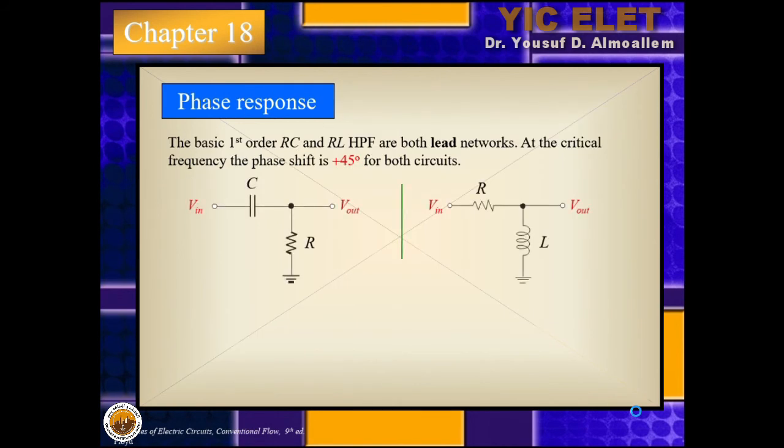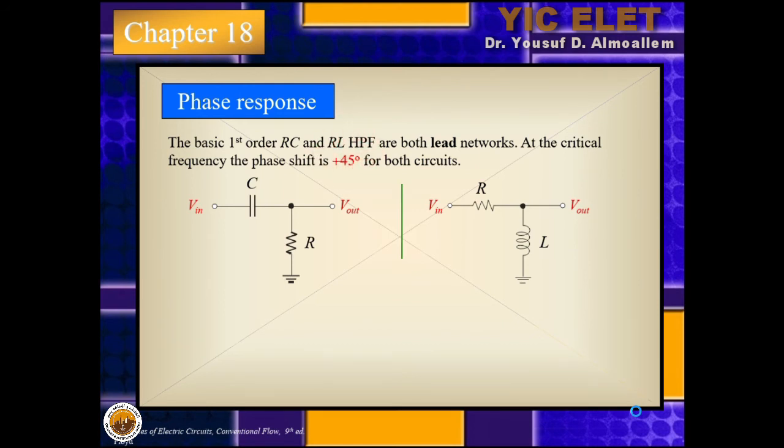Okay, now finally we reach the phase response. So again, we're talking about first order RC and RL high pass filters. And in this case, it is a leading network, so the output leads the input. And at the critical frequency, the phase shift between them will be plus 45.